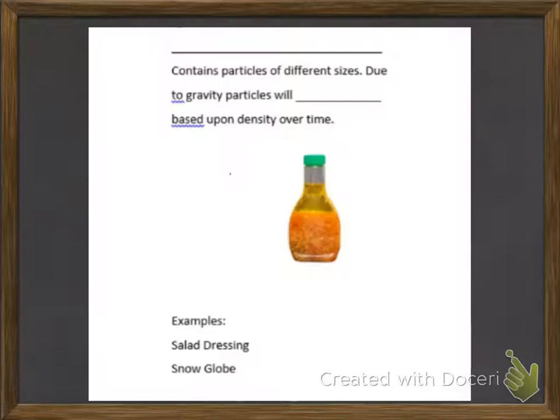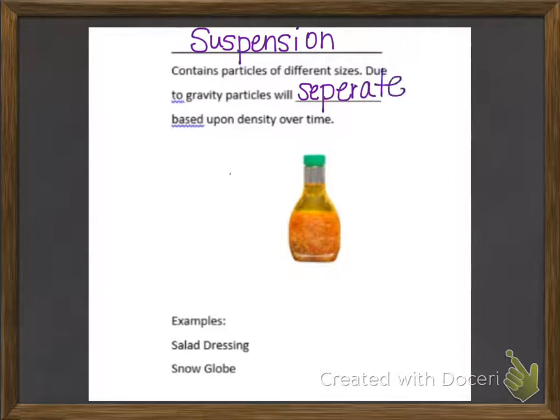All right, now we're going to look at suspensions. A suspension contains particles of different sizes. Due to gravity, these particles will actually separate based upon density over time. So if you leave them sitting out long enough, they're going to separate.